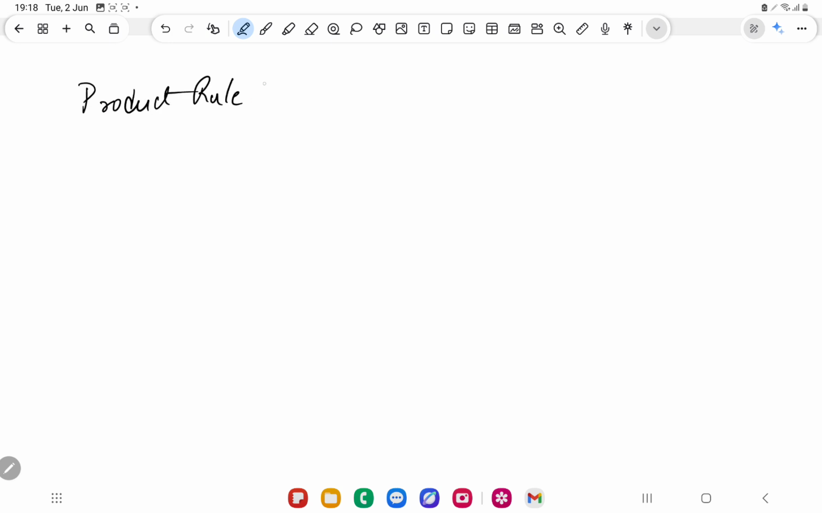Product rule is one of the very important rules when it comes to differentiation. We use product rule when we have two functions multiplied together. For example, I am writing y is equal to u into v. So I cannot write dy by dx as u dash into v dash. This is completely wrong. So we have to use product rule for that.